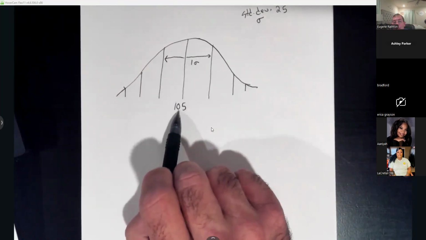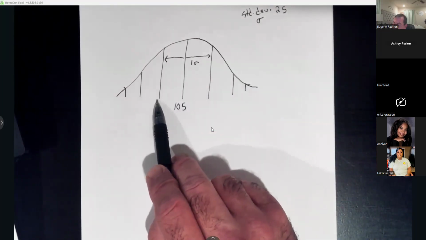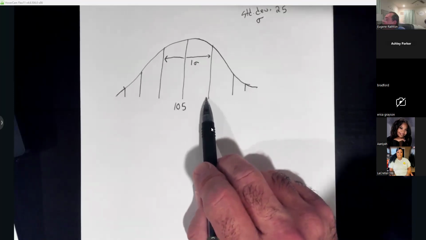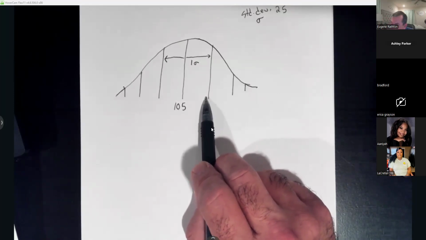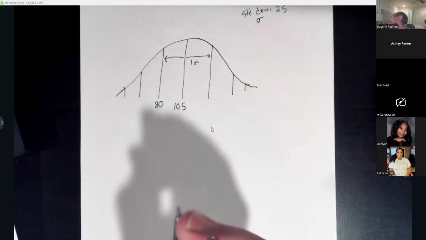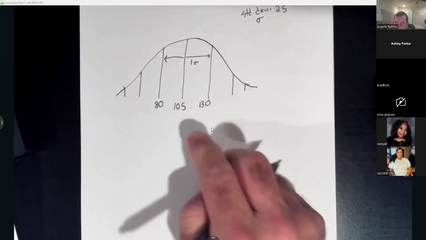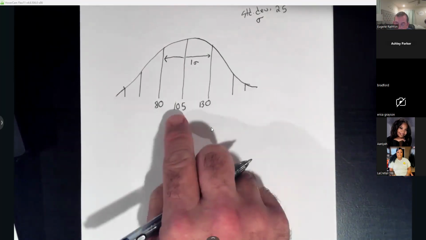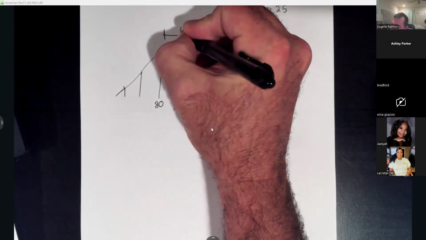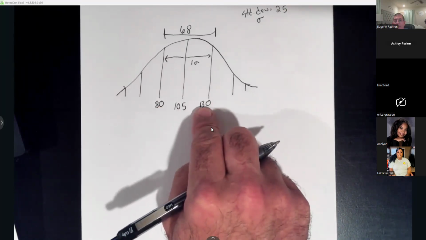So what you do, you take the 105, you're going to subtract 25 to get one standard deviation less. You'll add 25 to get one standard deviation higher. So y'all, when I subtract 25, I got 80 for one standard deviation. When I added 25, I got 130. So using the 68 rule, that means 68% of the scores are between 80 and 130.